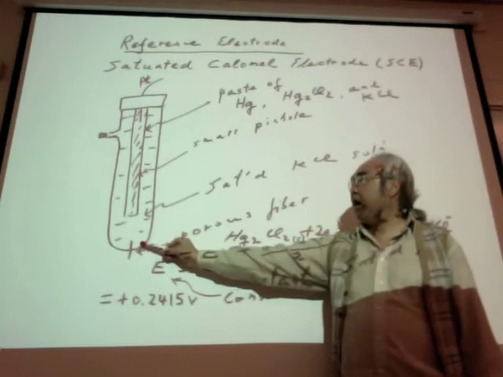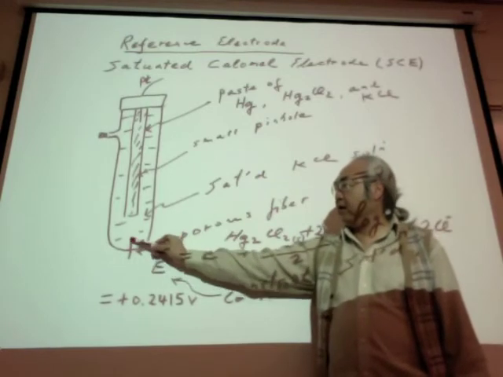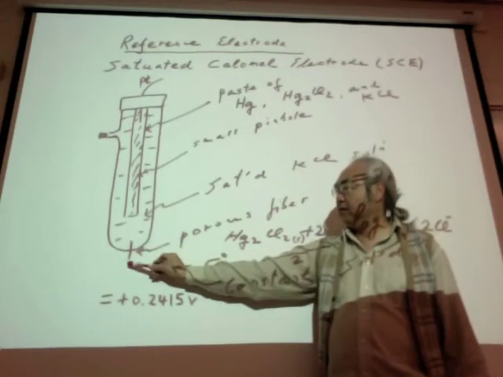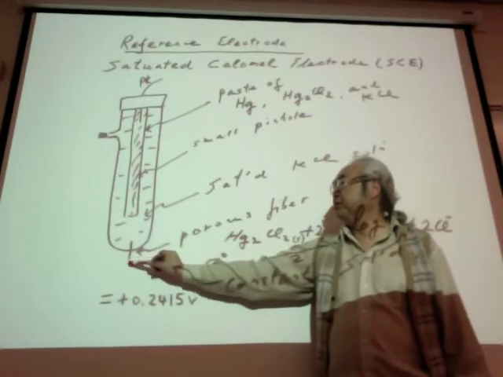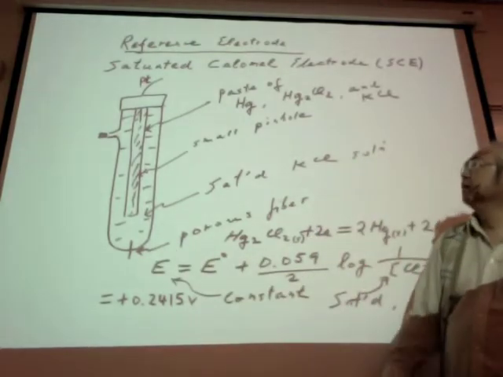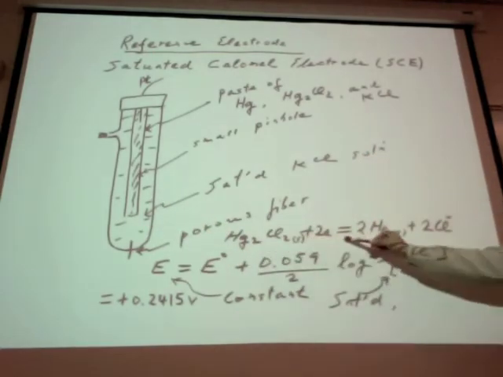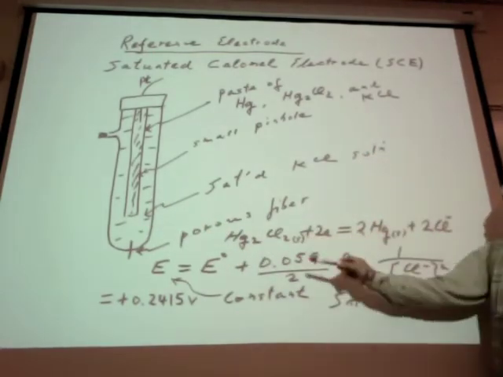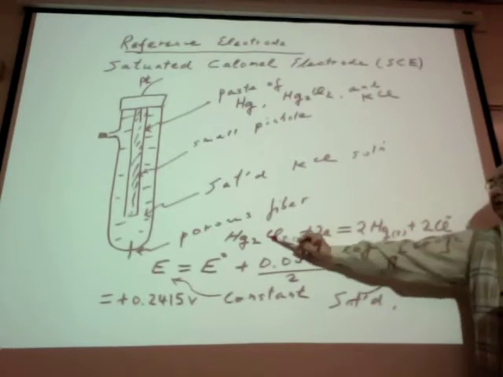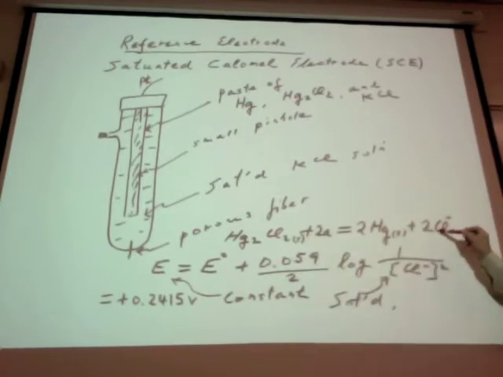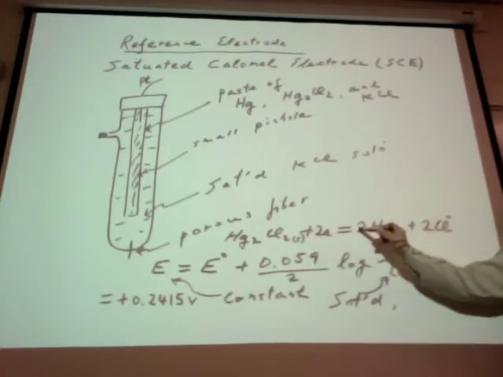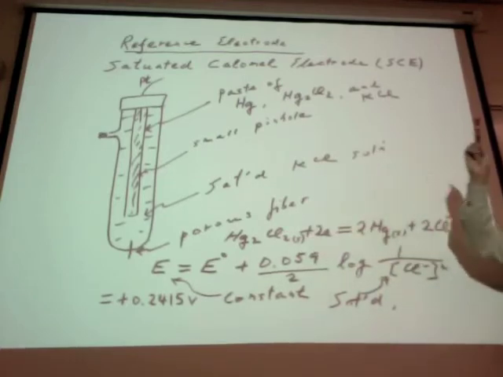Here is a fiber that puts this solution in touch with your sample solution. Looking at the composition, this is a half reaction with your mercury, your mercurous chloride, and KCl, the Cl minus. This is the half reaction that describes this saturated standard reference electrode.